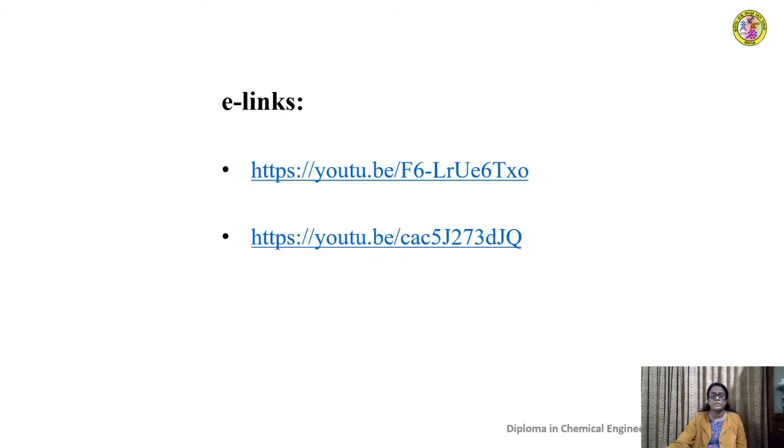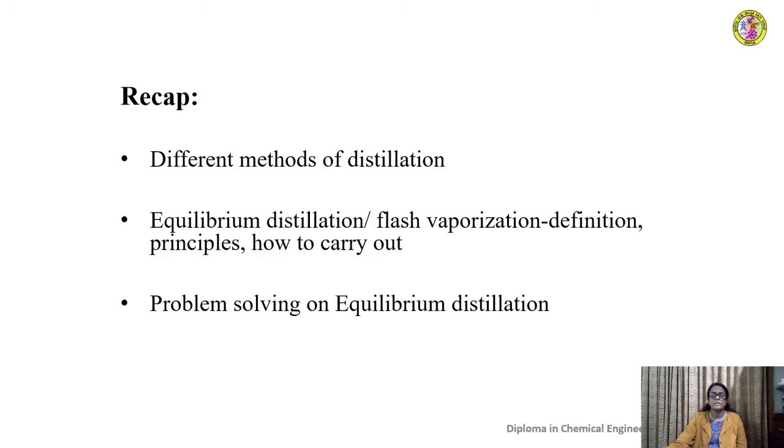Okay, so these are the links where you can watch videos explaining the flash distillation operation or the different methods of distillation. So this is a quick recap of today's class. In today's class, we learned that there are three methods of distillation. One is flash distillation or equilibrium distillation. The other one is batch distillation, called simple or differential distillation. And the third one is rectification or fractionation.